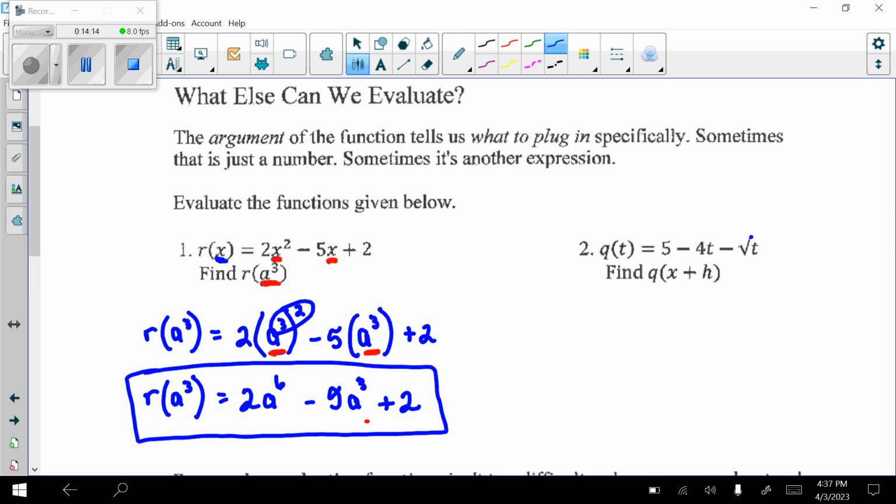So for this one, it's supposed to be a complete square root there. It kind of got chopped off. Okay, so now every place I see a t, I'm going to substitute x plus h. So I have q of t equals 5 minus 4.